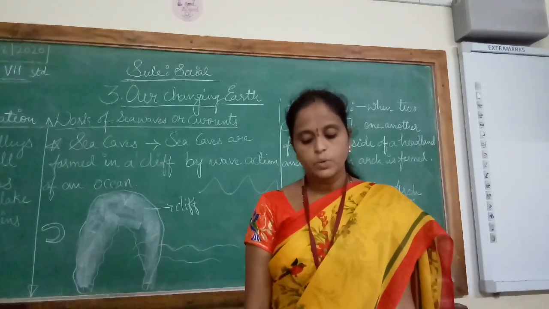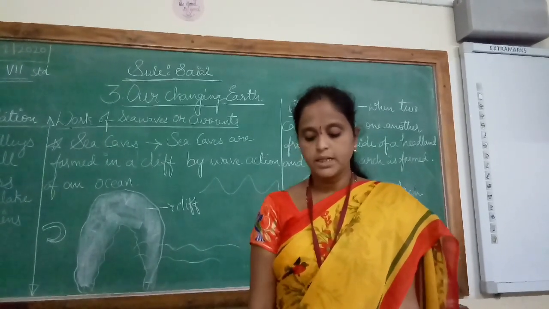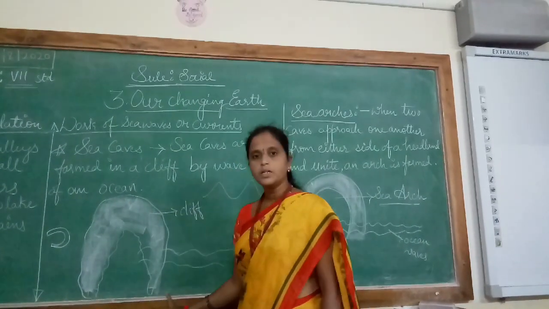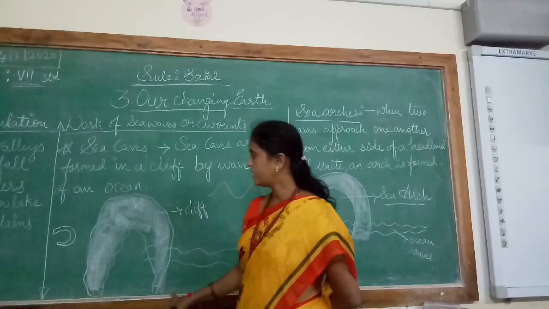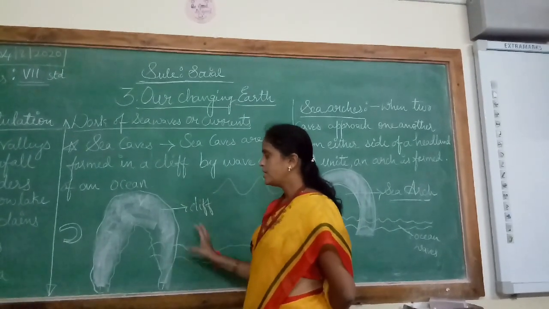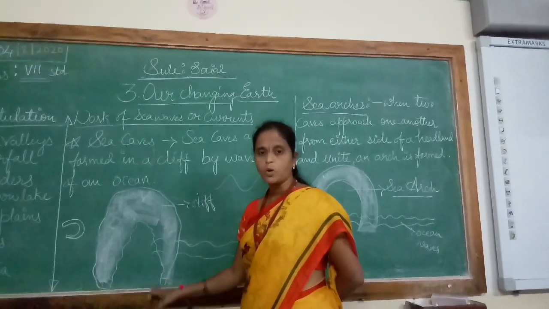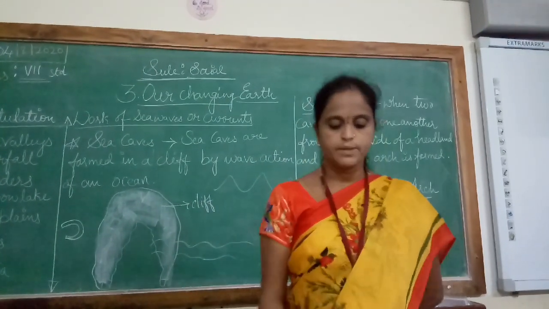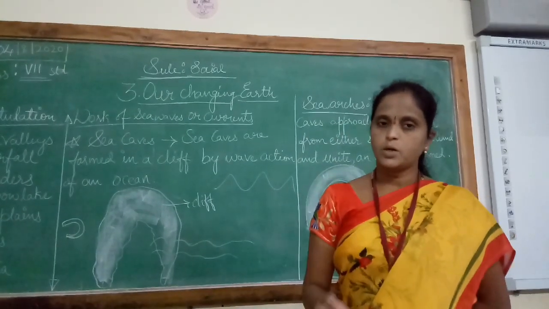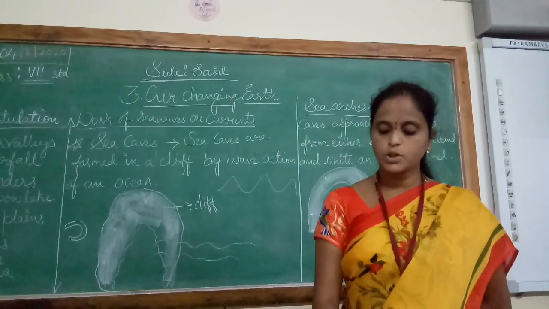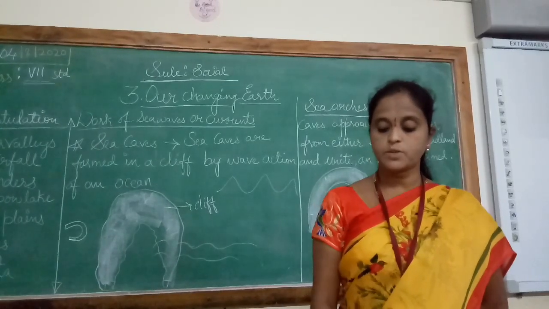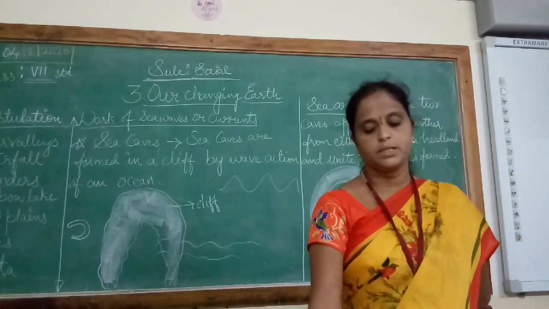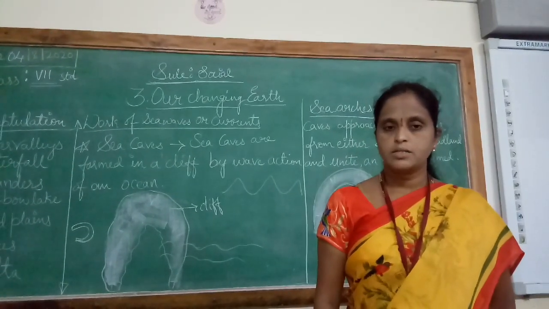The steep rocky coast rising almost vertically above the sea water is called a cliff, as we see this kind of rock structure along the coastline. Due to the continuous strike, this part will be eroded, or we can say this rock will be broken into small pieces. That is called a rock cliff. Due to the continuous strike of the waves on the rocks, hollow structures like caves are formed. That is called a sea cave.